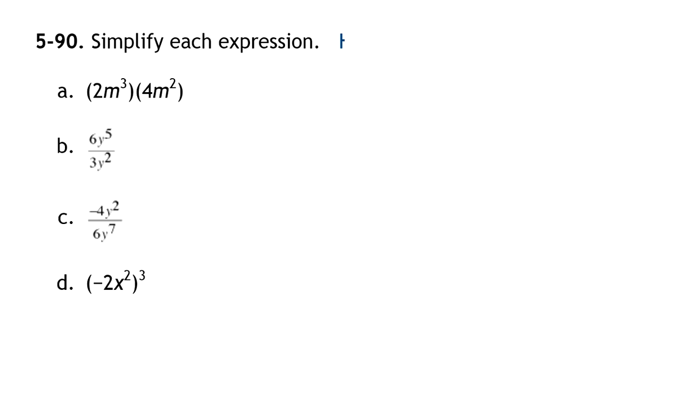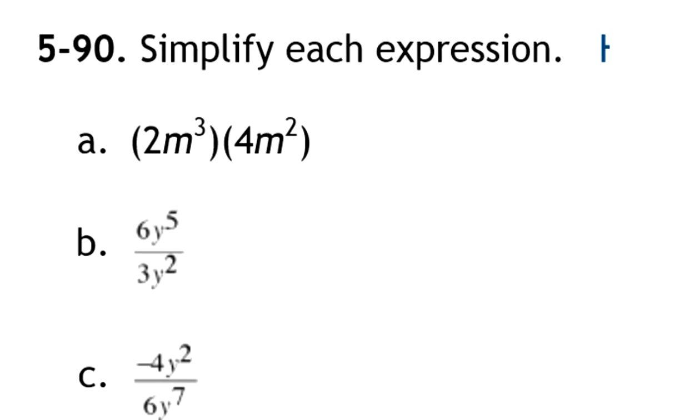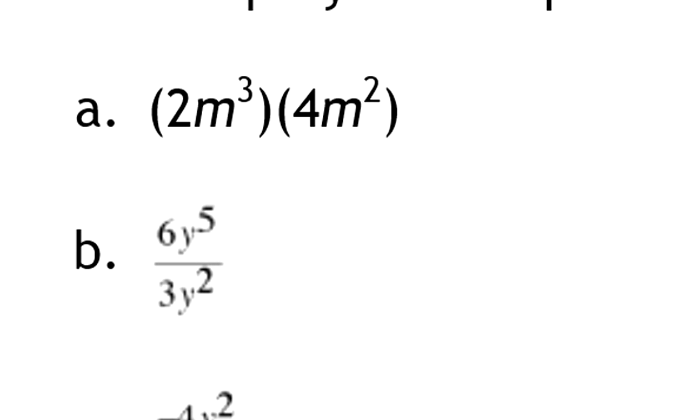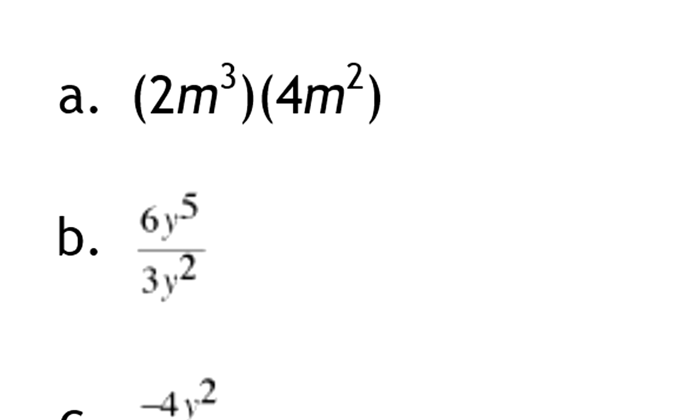So it's been a while since we've seen some problems like this. It says simplify each expression. Let's go ahead and take a look at them and do a little bit of review. On this first one, I can see that I'm multiplying two things. I've got 2 and then 3 factors of m. So if I wanted to, I could rewrite this.